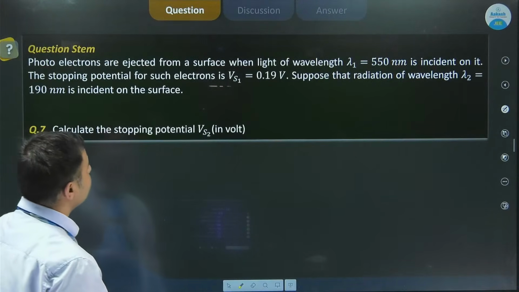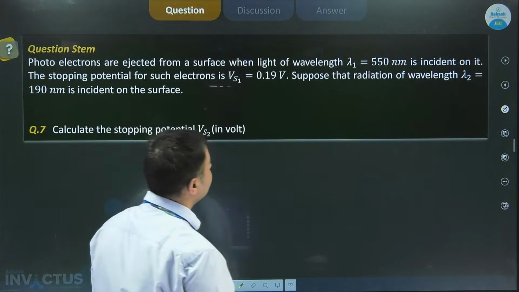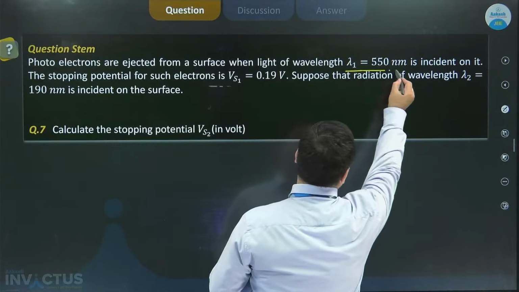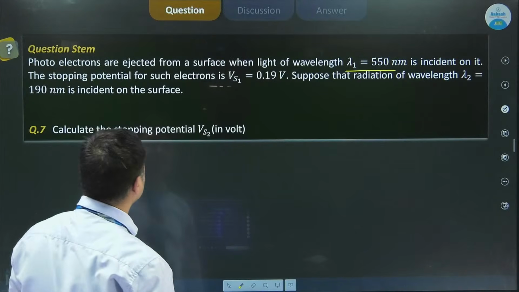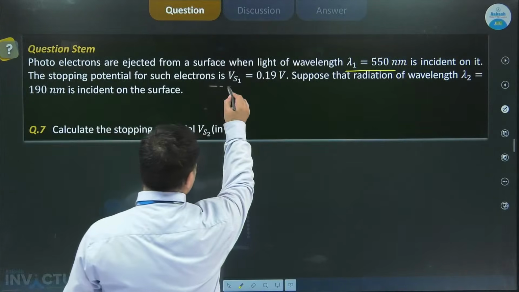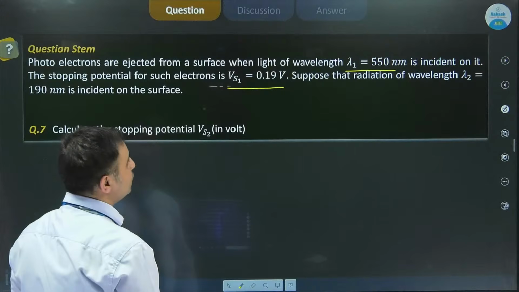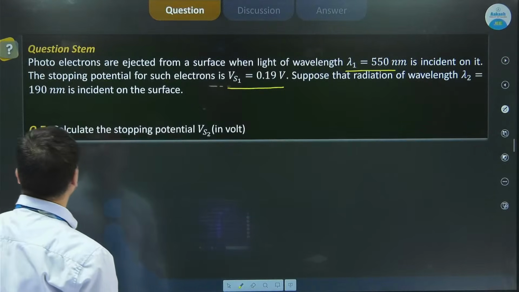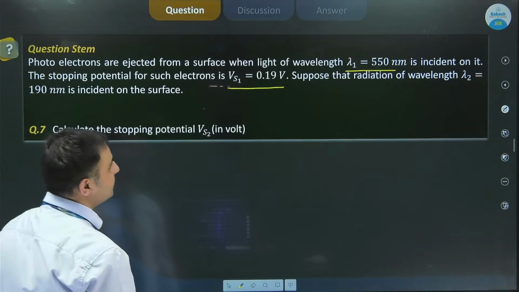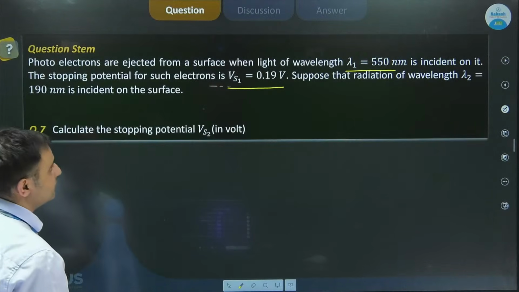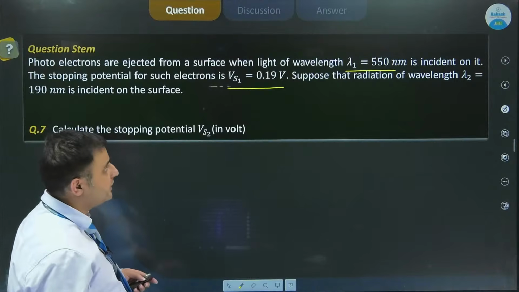Photoelectrons are ejected from a surface when light of wavelength lambda 1 is incident on it. The stopping potential for such electrons is this. Suppose that radiation of wavelength this much is incident. Calculate the stopping potential for the second ray. Okay. So this question is based on the photoelectric equation.